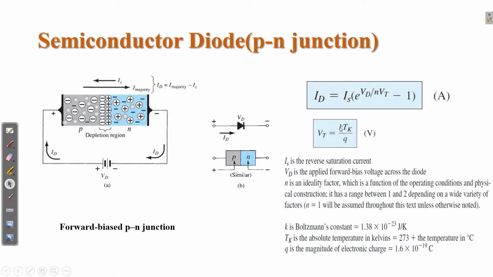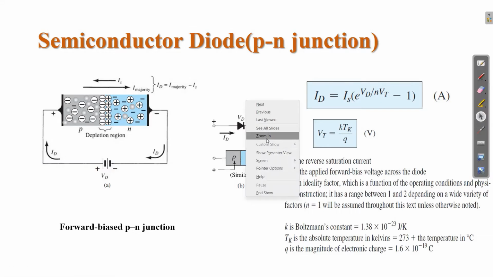VT is expressed as Boltzmann constant K times temperature in Kelvin divided by the charge carried by an electron, which is 1.6 into 10 to the minus 19 coulomb. This is a measured value in terms of volts. So in e to the power VD by NVT, the numerator of the fraction is in volts and the denominator of the fraction is also in volts. Now since we have an equation which relates ID with VD, we can plot the relationship.